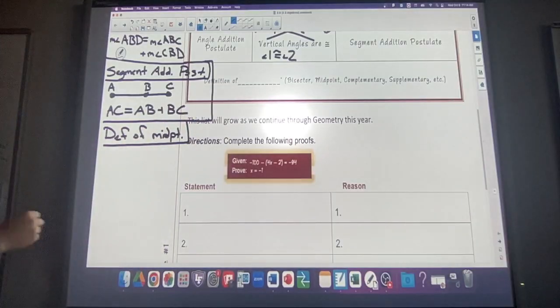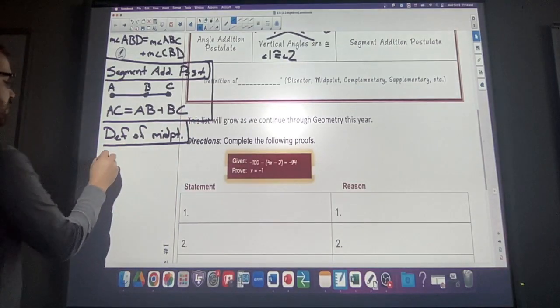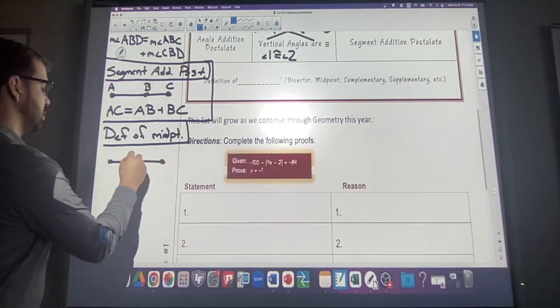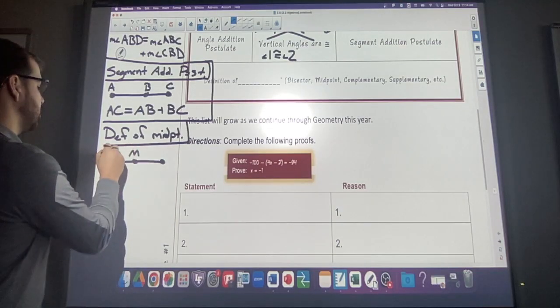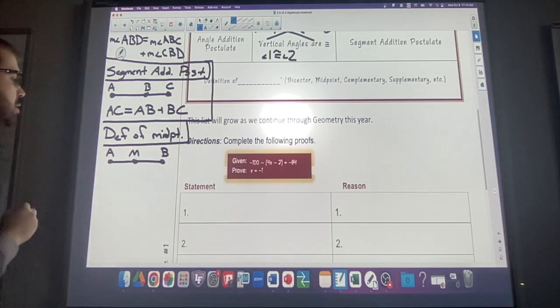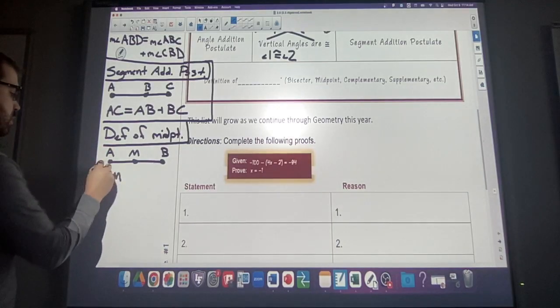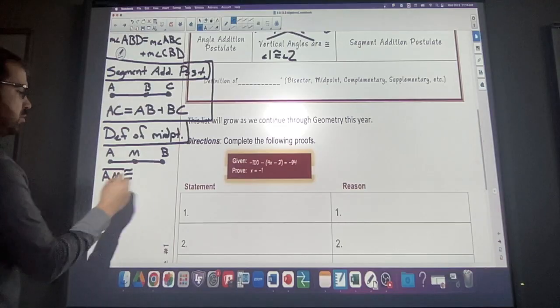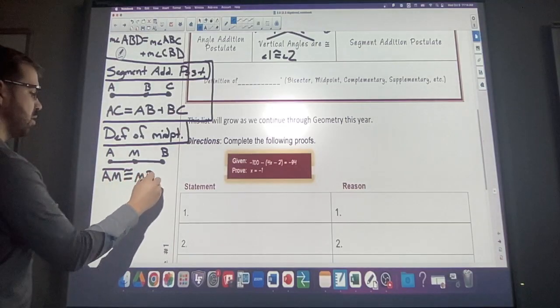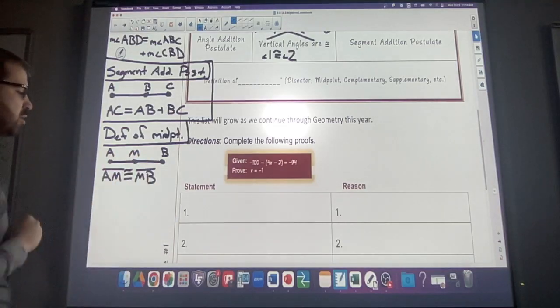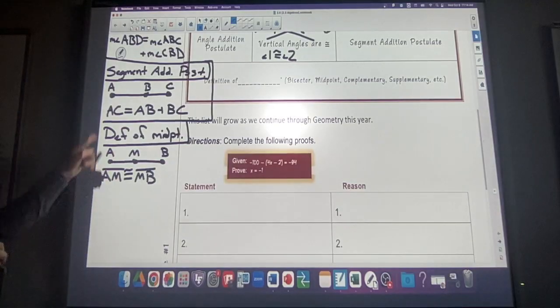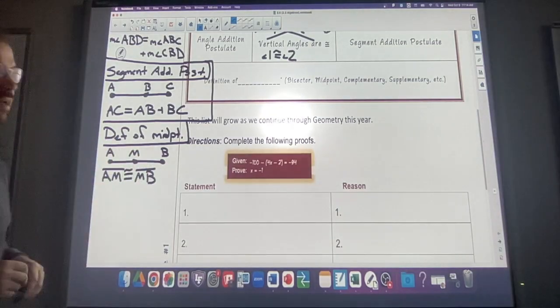And abbreviate that again. So, definition of midpoint. If I have this here, and let's say I have a point M in the middle, this is A and this is B. Well, if this is the midpoint, then I could say that AM is congruent to MB. Or you could also say that lengths are equal, same difference. Because that's the midpoint, that means I can say they're congruent.